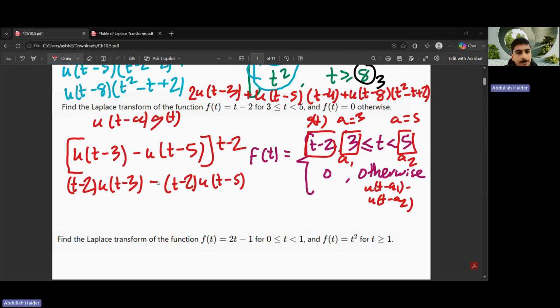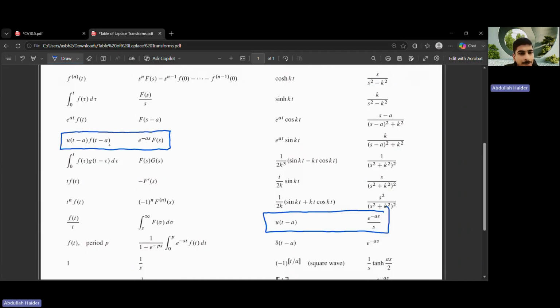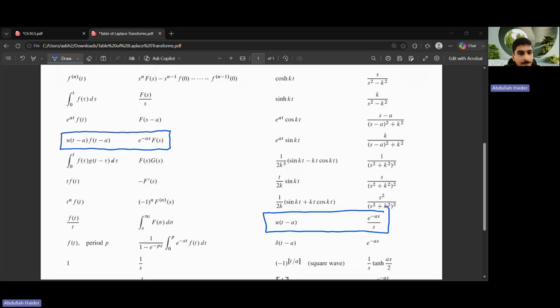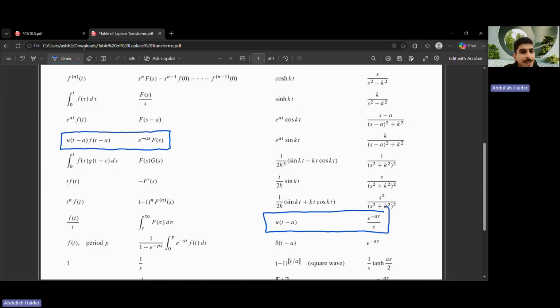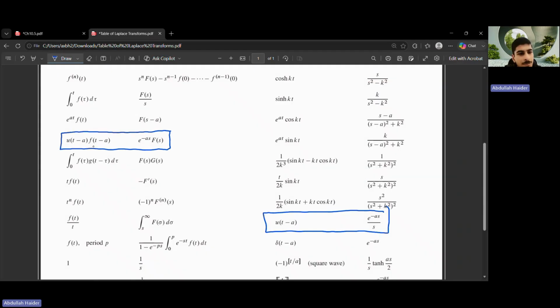Now what you do is you go to your Laplace table, and you can see that in the Laplace table you have this identity. So basically this is our expression of the unit step function, but we need to find the Laplace transform of this unit step function. So you go to this one: u(t minus a) f(t minus a) is equal to e to the power minus as F(s).